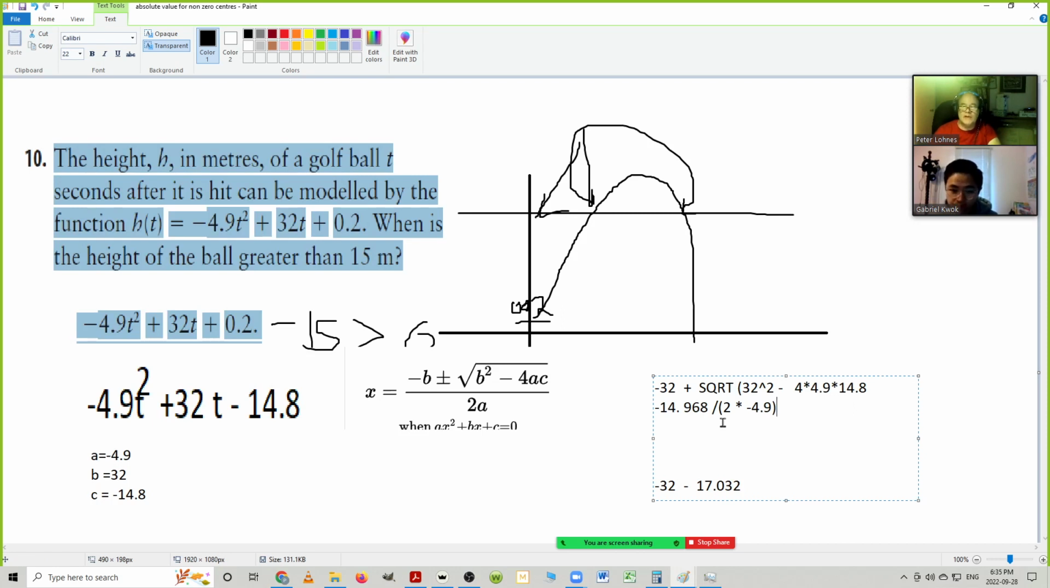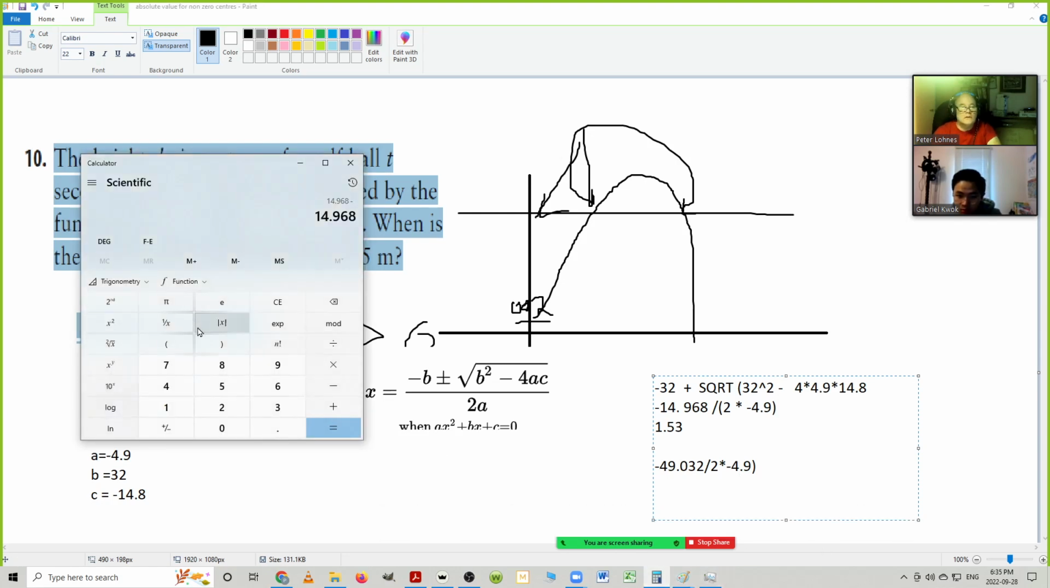1.5273. Okay, positive 1.52. Now this other one is negative 32 minus 17.032, and it's actually easier. 1.53 if we're rounding up. It's actually negative 49.032 divided by 2 times negative 4.9, in brackets. So you've got negative 49.032 divided by, open bracket, 2 times negative 4.9.